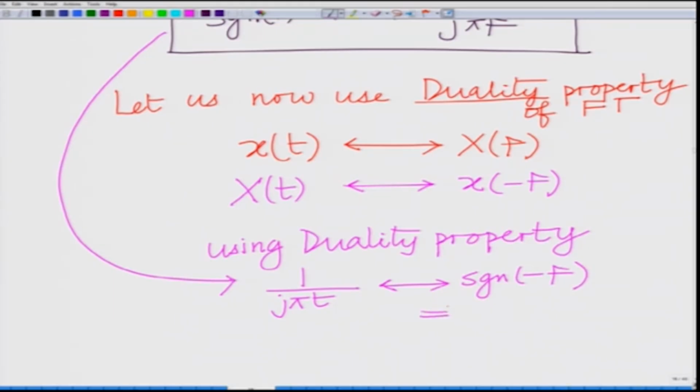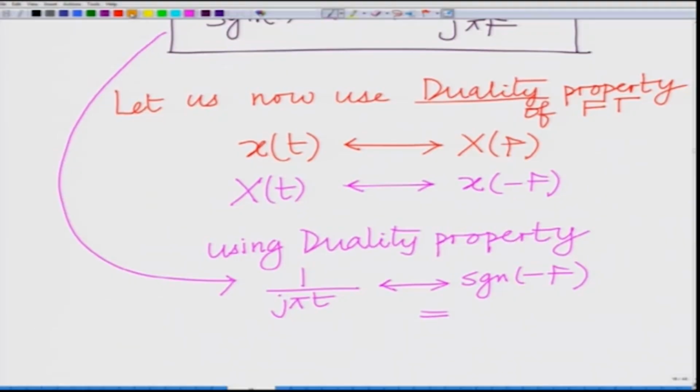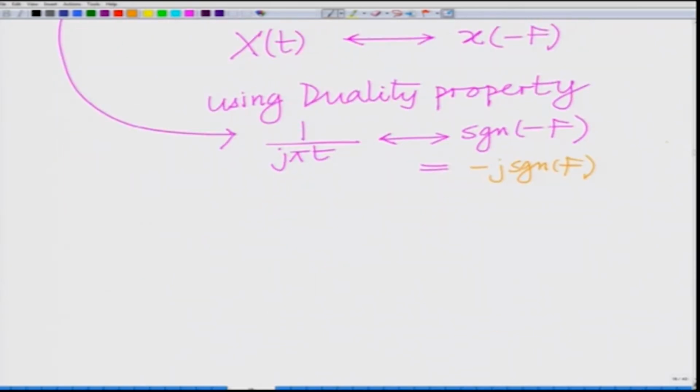Now, remember, the sign function is an odd function, because it is 1 for t greater than 0, minus 1 for t less than 0, and 0 at t equal to 0. This is an odd function. So, sign of minus f is minus sign f. This is sign in the frequency domain, by the way. So, this is minus j sign f, which is exactly what we want for the Hilbert transform.